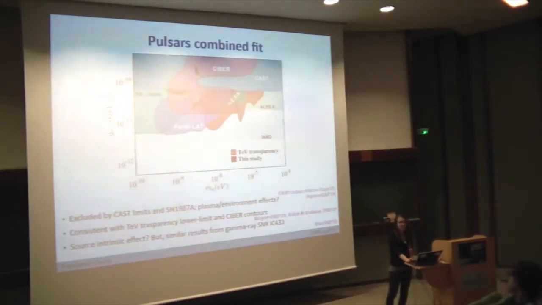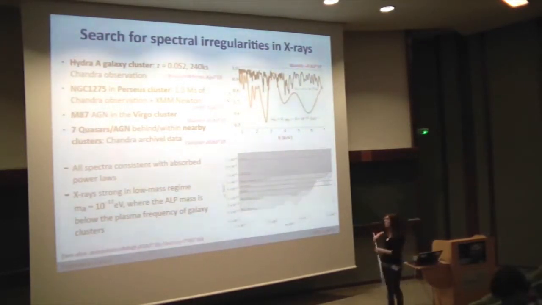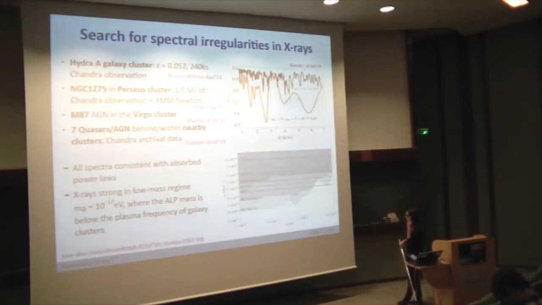So in the last 5 minutes that I have, I will go a bit quicker, and I will just go through the main results, and you're free to ask me if you have more questions. As I was saying, if you want to probe smaller masses, so 10 to the minus 13, 10 to the minus 12 electron volts, you can use X-rays.